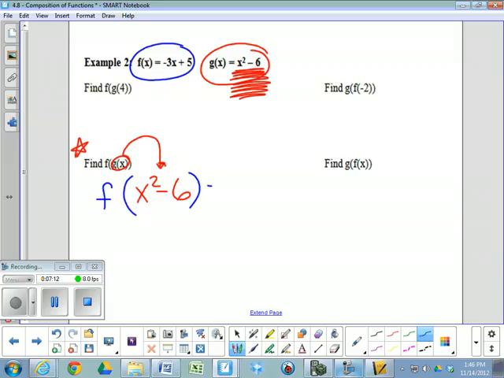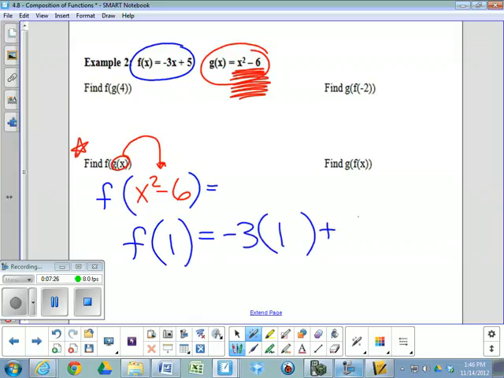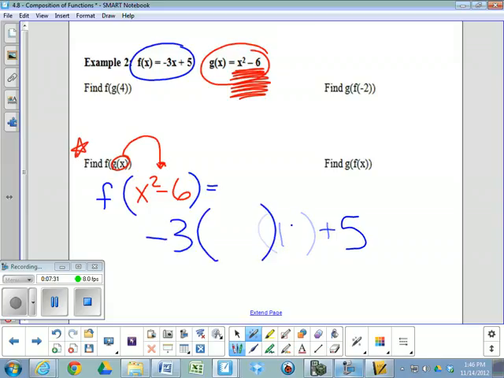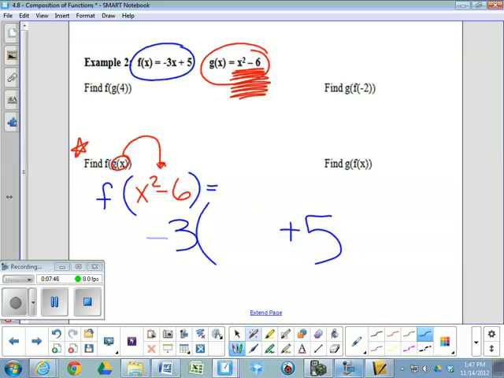Now I'm going to go to blue, and I'm going to say, what if I asked you to find, I'm going to use the disappearing ink for a minute, f of 1? Wouldn't you do negative 3 times 1 plus 5? It says take negative 3 times something plus 5. That's what f of x does. It takes the input times what? And then adds 5. So it takes the input times negative 3 and then adds 5.